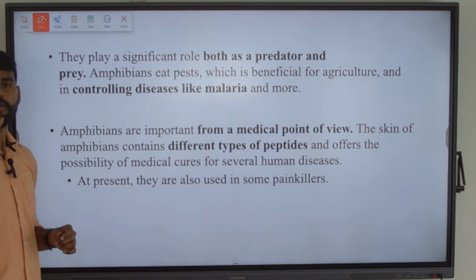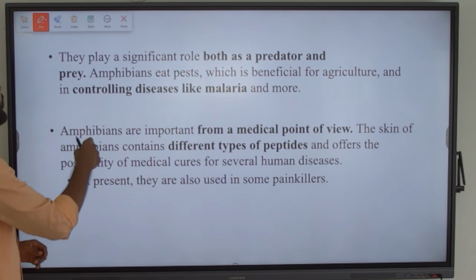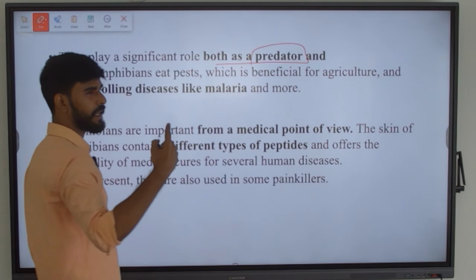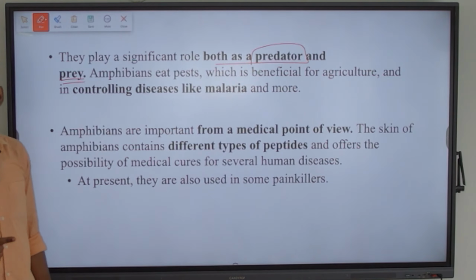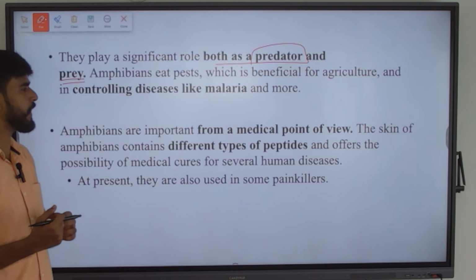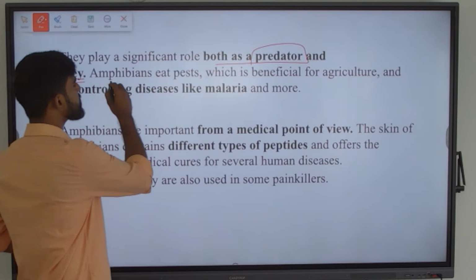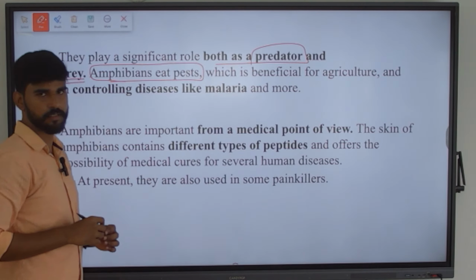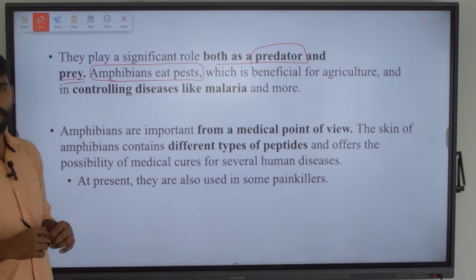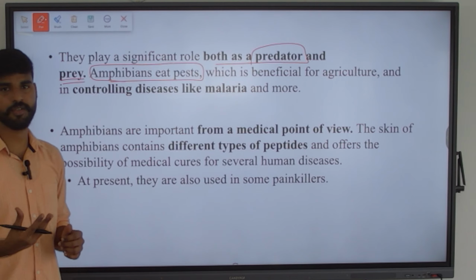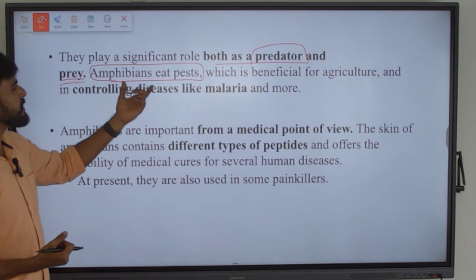So these are the significance of amphibian species, and they play a significant role both as predator as well as prey. When they serve as a predator and also as prey, they have an important role to play in the ecosystem. These amphibians eat pests. While eating pests, they are predators, and they also become prey for other higher predators like snakes.